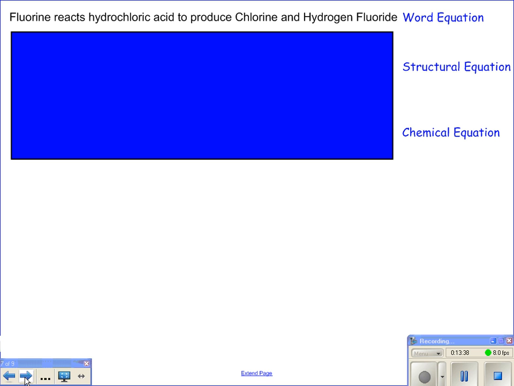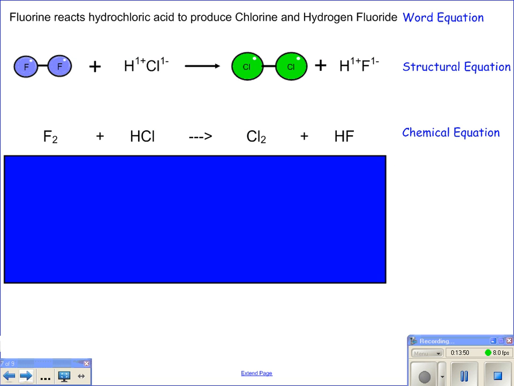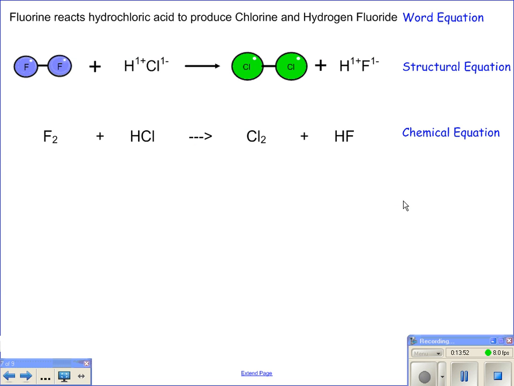Fluorine can react with hydrochloric acid to make chlorine and hydrogen fluoride is the word equation. If you'd like to pause the video and try to do a chemical equation, you most certainly could, and then check this out. Now we have to remember when we're working with these group 7s that when they're elements, they're always diatomics. So the chemical equation would be F2 for fluorine, HCl for hydrochloric acid, Cl2 for chlorine, and HF.